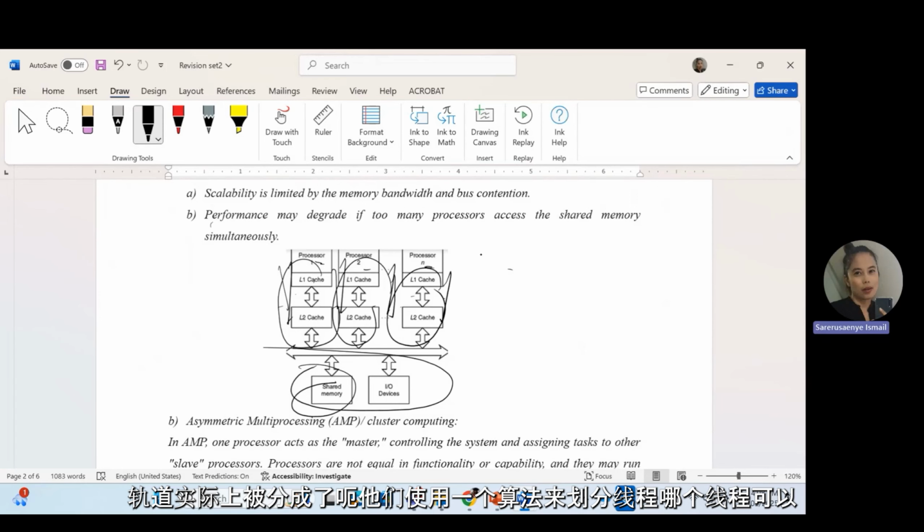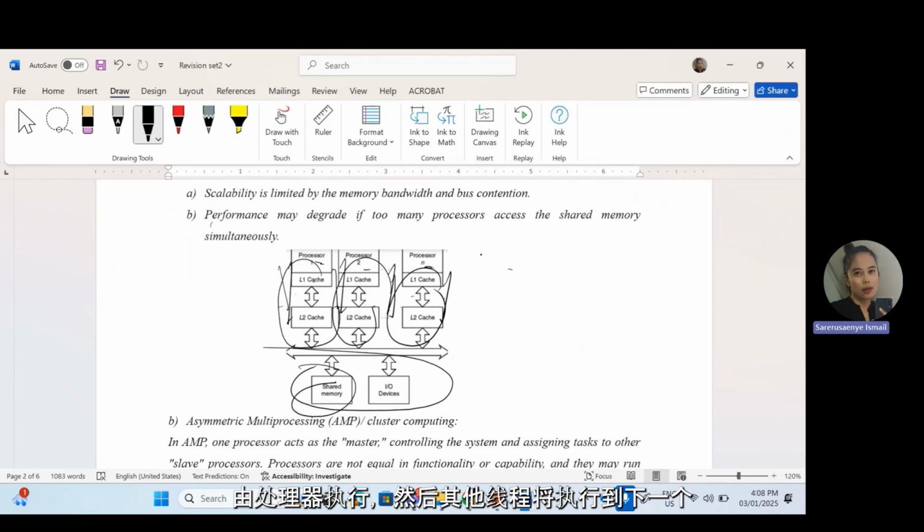Each core does its own threads, and then the threads are divided. They use an algorithm to divide the threads: which thread can be executed by processor 1, and which other thread will be executed by the next processor, processor 2, processor 3, and so on. But this does not happen in the other type of multi-core processor. So you can see this is different compared to the asymmetric.